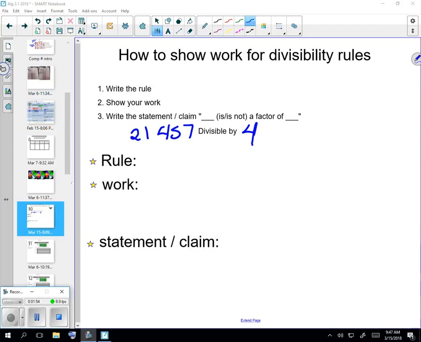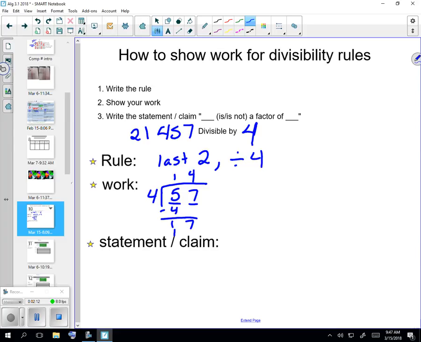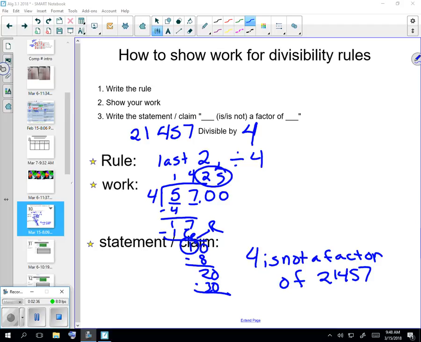Let's look at another. Is 21,457 divisible by 4? Our rule is last 2 divide by 4. Our last 2 digits were 57. We're going to divide by 4. As we do so, we're going to see that it doesn't work very nicely, and we're going to have to keep going out. And what we find is that we could have stopped here with a remainder, or we look here with a decimal. That means it is not a factor. So we write our statement or claim.